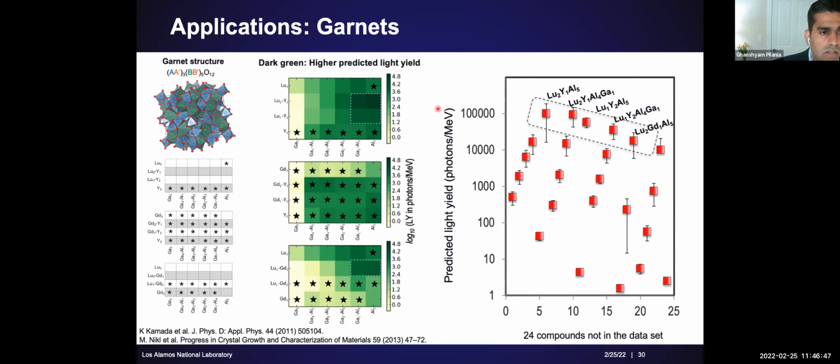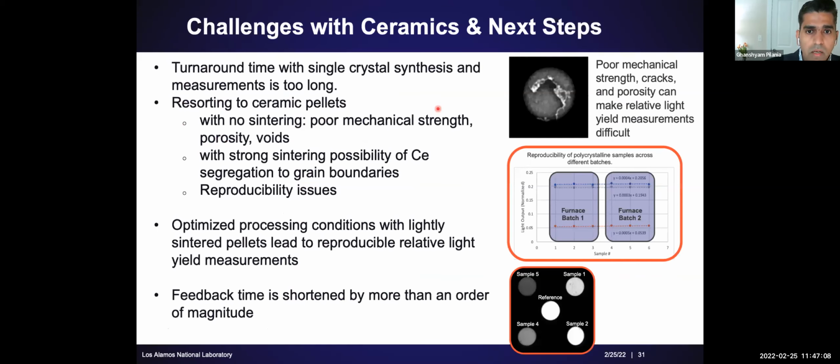Ideally, you would want to synthesize single crystals and make measurements, but that turns out to be a very time consuming and laborious enterprise. And so at least for the first pass, instead of single crystals, we resorted to ceramic pellets. Now it turns out that ceramic pellets have problems of their own. For example, if you use green pellets for experiments, because of poor mechanical strength, it leads to a lot of porosity and voids and cracking. And so you can't really reliably measure relative light output across pellets.